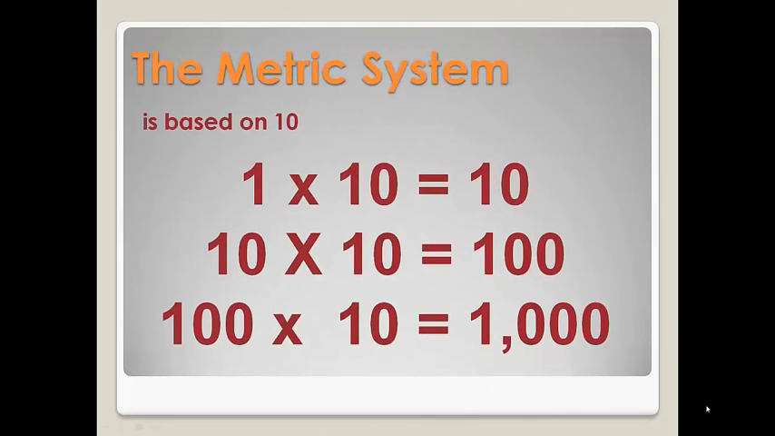So the first thing you need to remember is that the metric system is based on 10. 1 times 10, 10 times 10, 100 times 10. But the bottom line is it's based on 10. The system we currently use in the United States isn't based on 10. In fact, it's not really based on any one number.